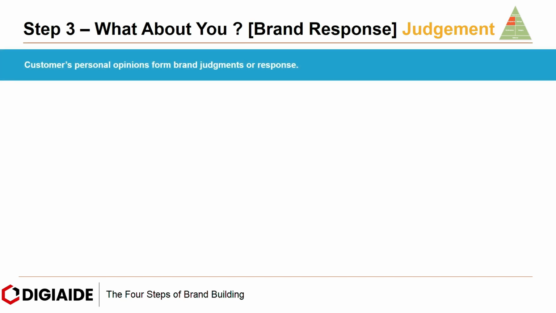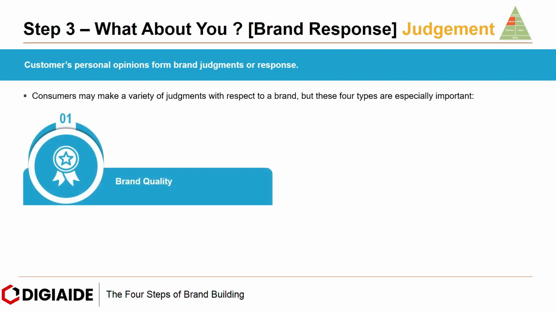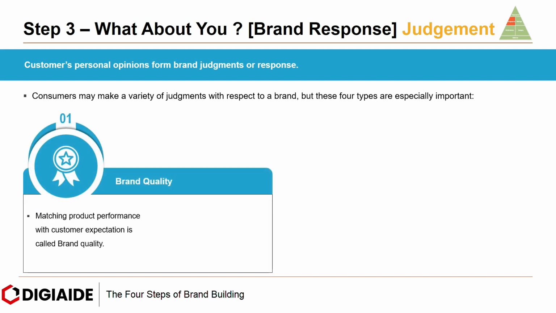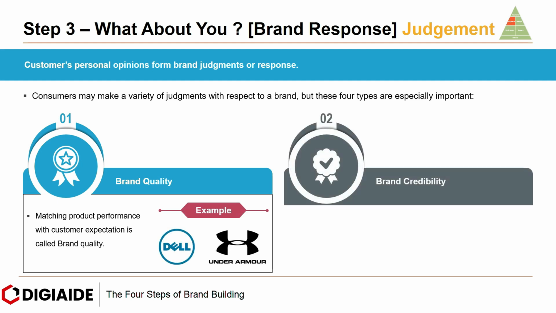Customers' personal opinions form brand judgments or response. Consumers may make a variety of judgments with respect to a brand, but these 4 types are especially important. First, about quality. Matching product performance with customer expectation is brand quality, and Dell and Under Armour seem to top the list. Next is brand credibility.